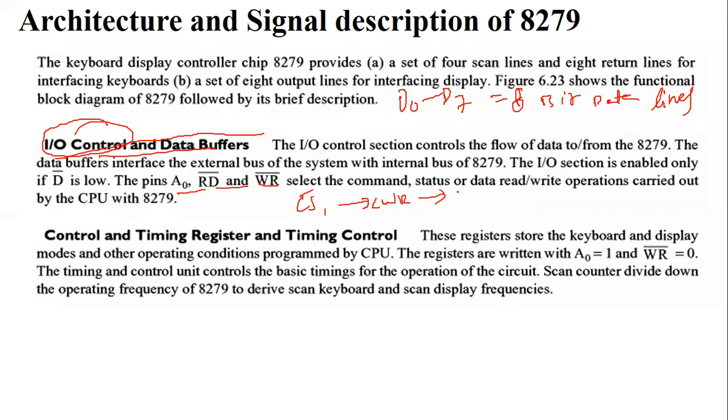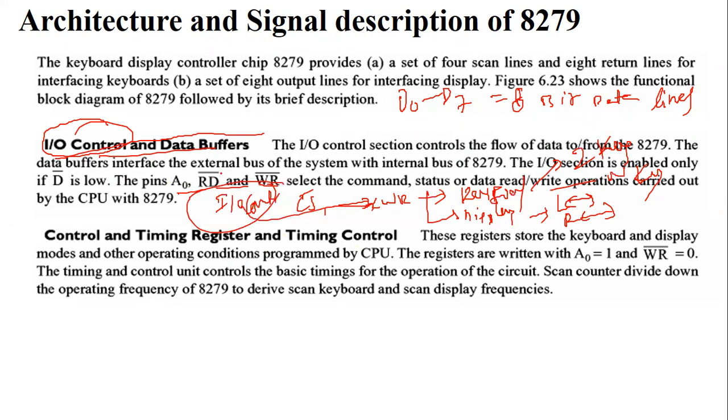Input and output control means here CWR, simply CWR. It will operate in keyboard mode or display mode. In display mode it may be left entry or right entry. It may be 2-key lockout or N-key rollover. So this will be decided by this I/O controller, which you can also call the CWR, the control word register.